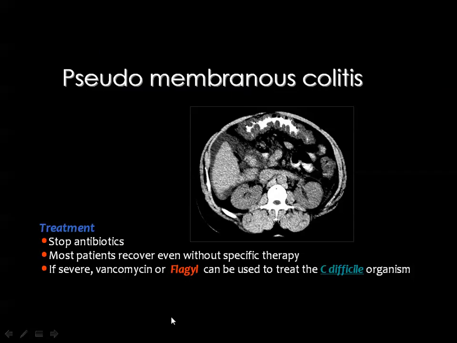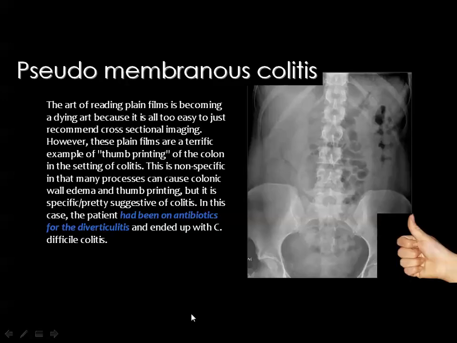And here is the classic appearance of pseudomembranous colitis in the transverse colon, with thickening of the wall and the edema and thickening of the mucosa. Actually, the treatment is to stop this antibiotic, and you may have the help of Flagyl as a supportive measure for the treatment of this Clostridium difficile organism.